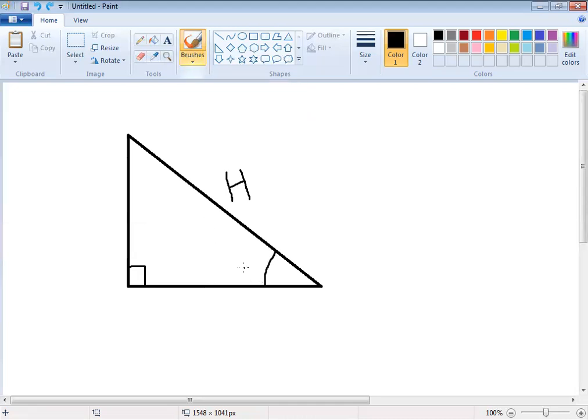Let me call one of the angles theta, right? Now, how do we label sides? Hypotenuse is the side that is opposite to the 90-degree angle, and the longest side. Now, the two sides we name in reference to the angle. And these are very simple English words. What do you understand by the word opposite? When you say the house opposite to mine, what do you mean? Very good. The house that is in front of your house, right? Similarly, we are relating the side to the angle that we are using. So if this is the angle theta, I'll call this side opposite.